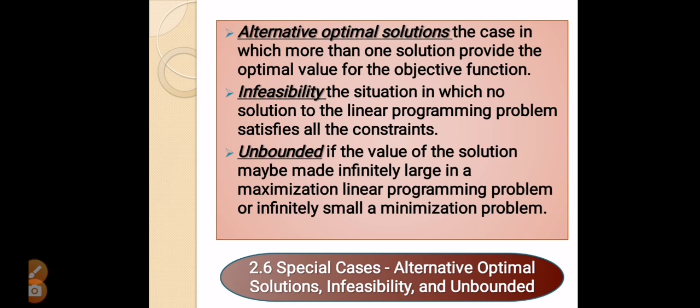Unbounded is when the value of the solution may be made infinitely large in a maximization linear programming problem, or infinitely small in a minimization problem. Sometimes a linear program has an unbounded solution. In this situation, the objective function can achieve a value of positive infinity for a maximization problem or negative infinity for a minimization problem.